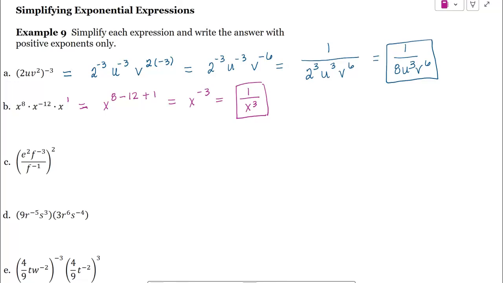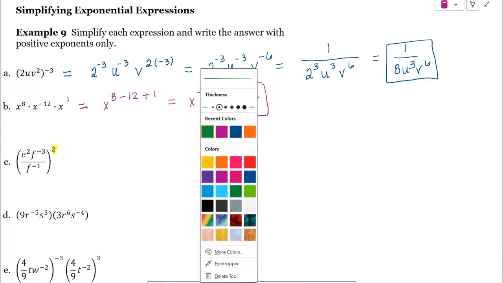Example C. I've got a lot of things happening here. I've got 2 items in the numerator. I've got 1 item in the denominator. That 2, that's the main exponent on the outside, has to be acting on every single component that's inside the parentheses. So let's do this sort of systematically.